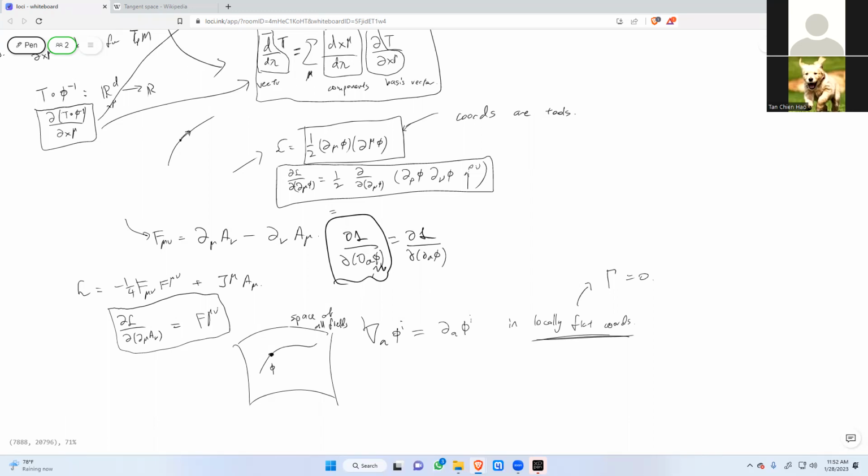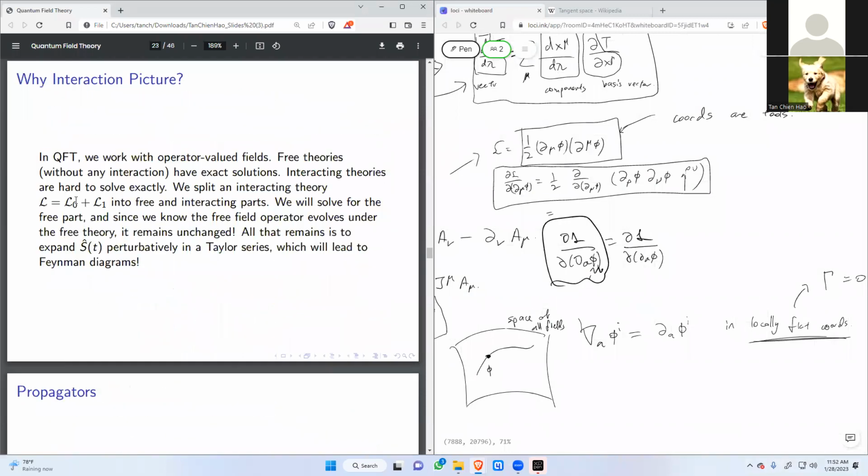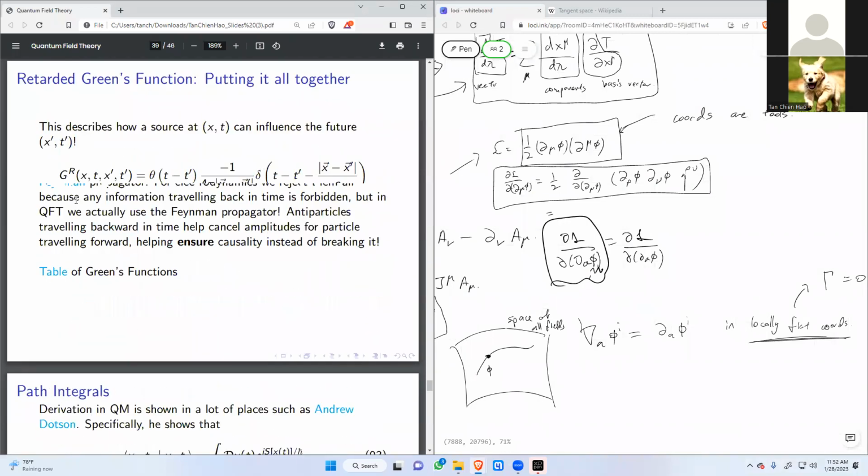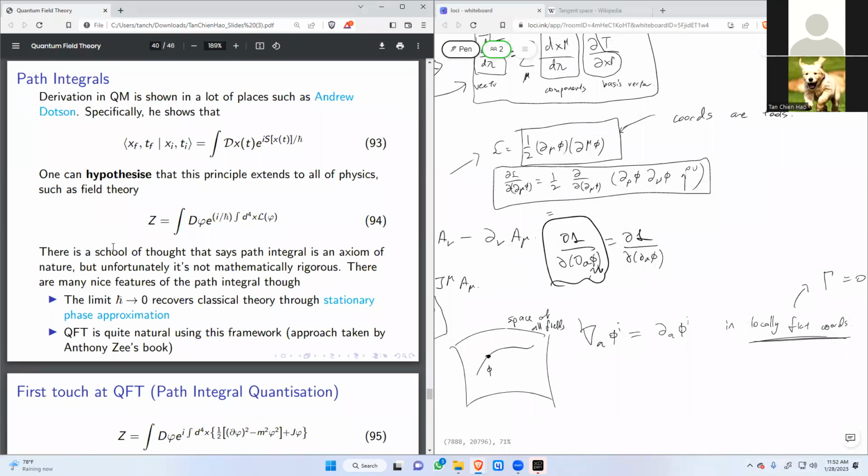When I talk about the path integral, I'm just going to add a link to one of the derivations, the common ones, but I emphasize that it's a hypothesis that the path integral extends to all of physics, because there's no reason why this derivation would apply to field theory. I mean, you could do something similar, but it's extremely flawed.